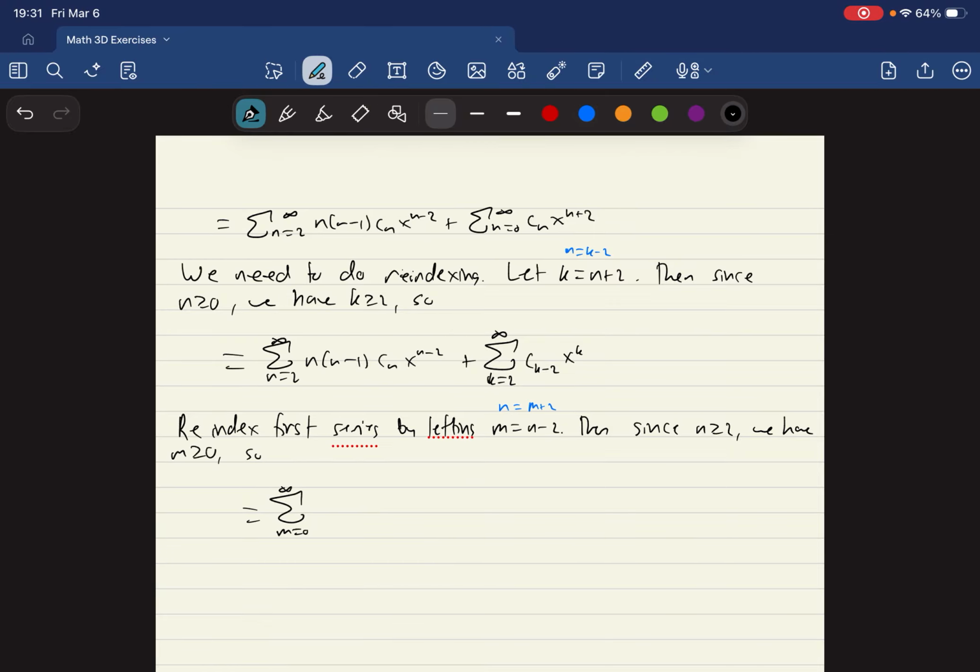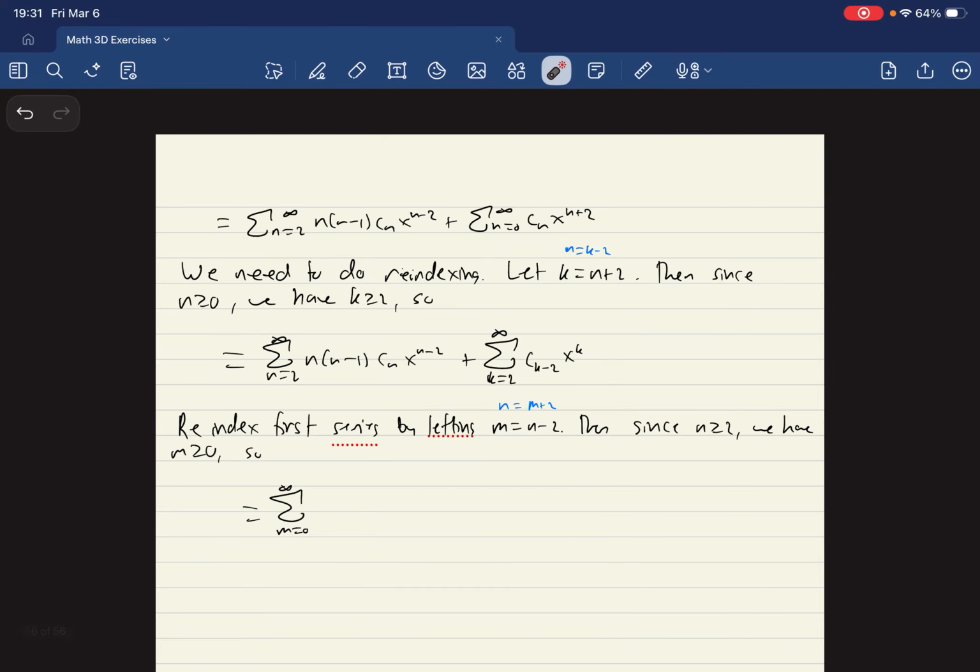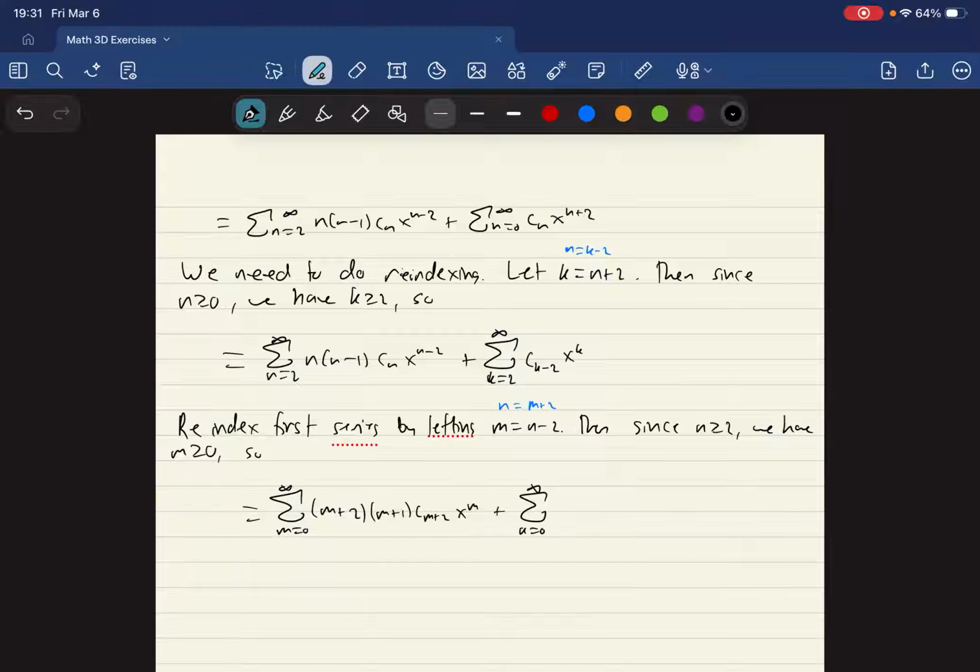So if we plug in n equals m plus 2 into this series here, what do I get? I'm going to get (m plus 2)(m plus 1) c sub m plus 2, x to the m. And again, our other series is still the same. x to the k. Right? Okay. Why is this useful? Well, now you might notice that the powers of x are exactly the same, right? Oh, wait, I made a typo. Oops. That's supposed to be 2.